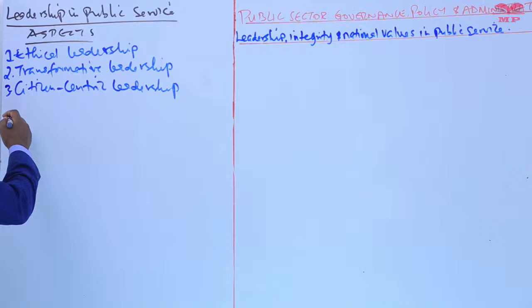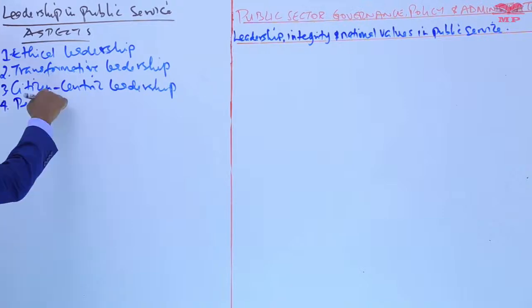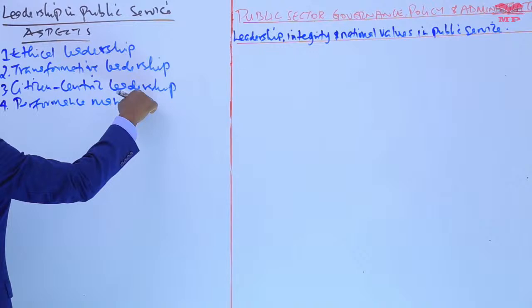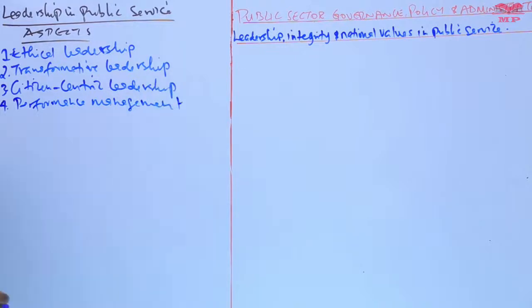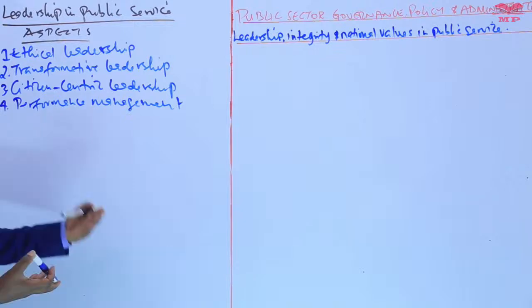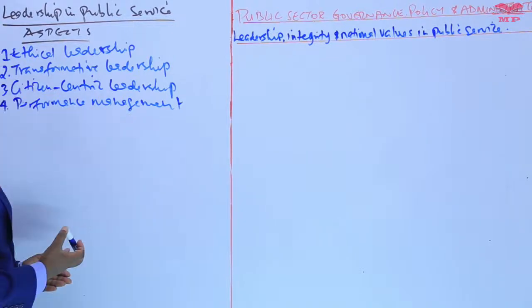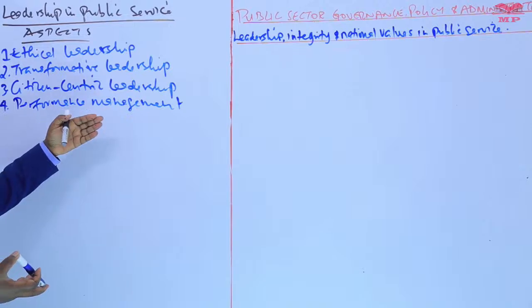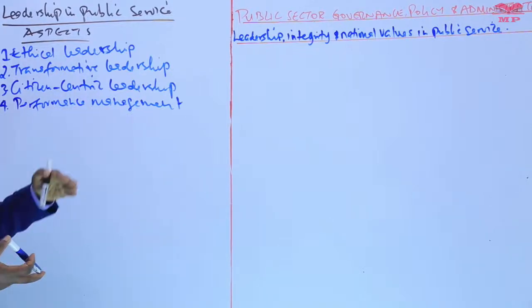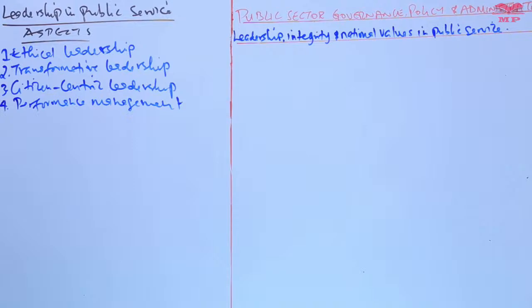The fourth aspect, performance management. Now, performance management systems are essential for holding public servants accountable for their performance. And effective leaders set clear performance expectations, provide regular feedback, and also reward high-performing continuous improvement within the public service. Now, what are the challenges of public service leadership in Kenya?